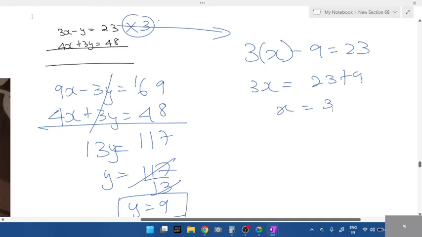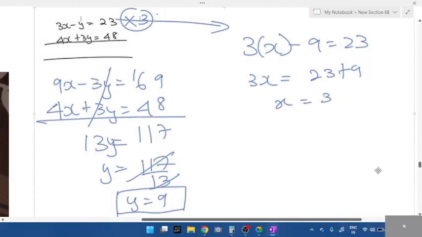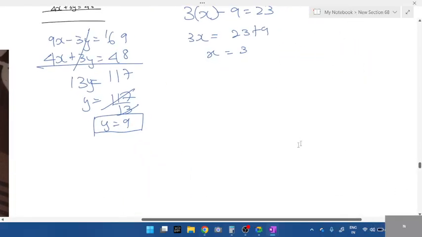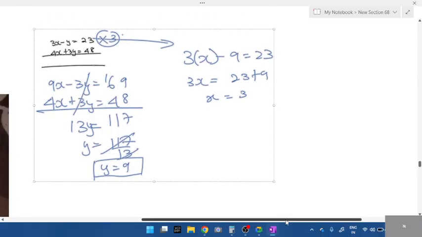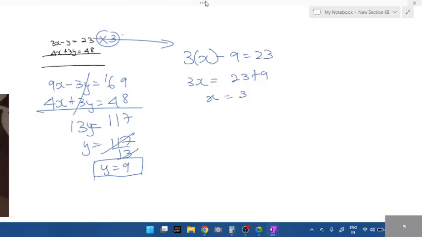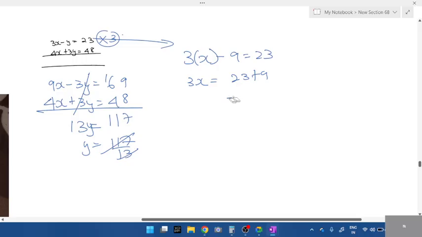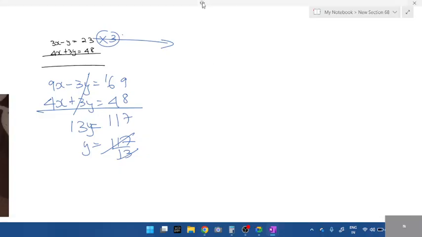Why? To get the answer, why is it? What was the value we got using substitution of x and y? You didn't make a note? Which one was 9? Which one was 9? What was the y value?